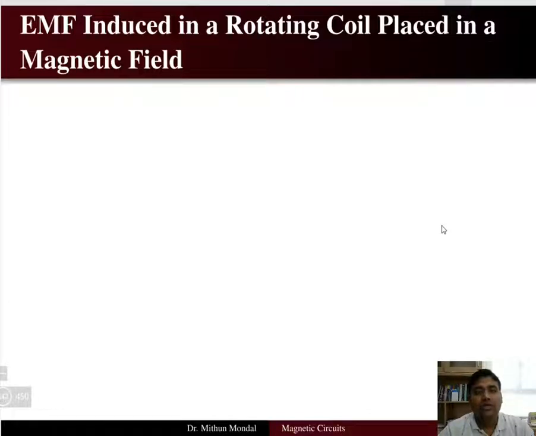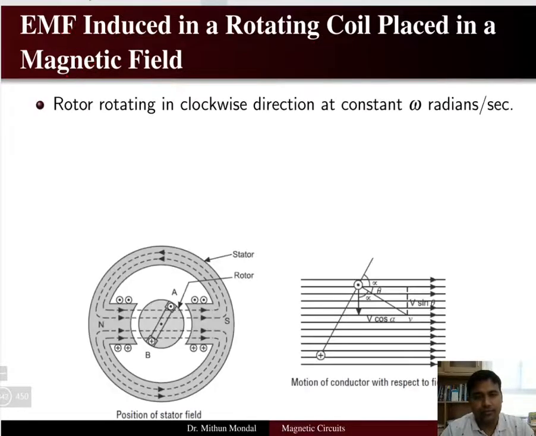So welcome to the last lecture in magnetic circuit. Last lecture we were discussing the production of the torque, and in this lecture we will see the EMF induced in a rotating coil placed in a magnetic field. So the coil is rotating, meaning it is an electromagnet which is rotating and it is placed in a magnetic field due to the permanent magnet. Then what is the EMF induced?